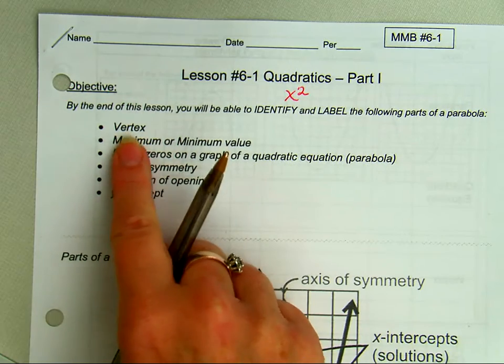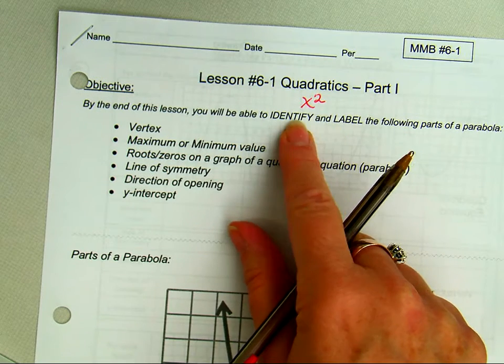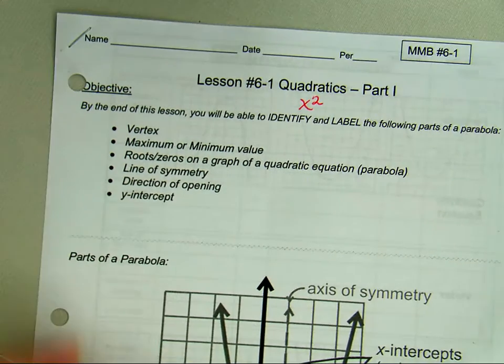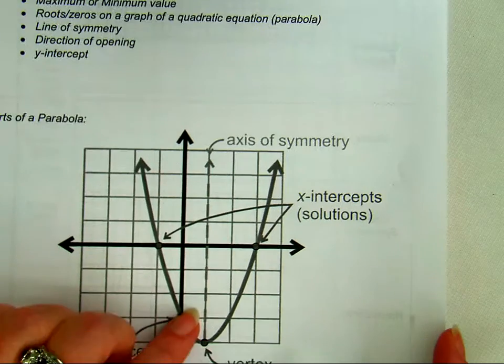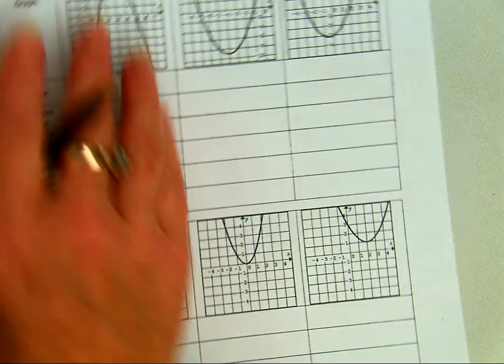And we're going to look at all these parts today and how to identify and label them. So let's get started to look at it. So we've got a picture here that shows all the different parts, and we're going to go through them one by one.